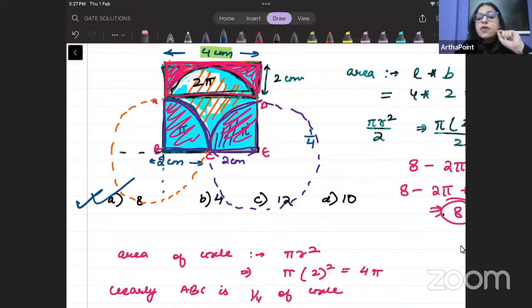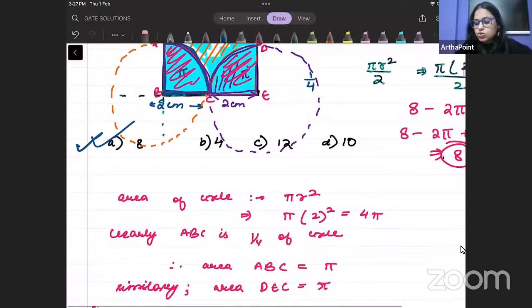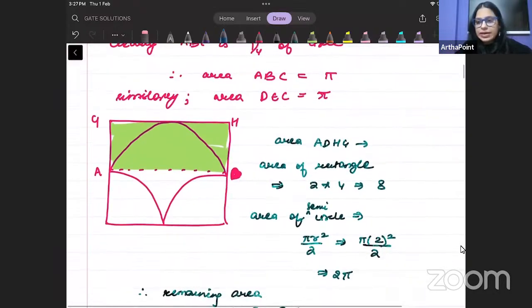Such kind of questions are very, very common in GATE exam. You will get find the area of the shaded region. ऐसे question बहुत often आते हैं. So you need to be well aware of such questions. So the correct answer to this question will be 8.